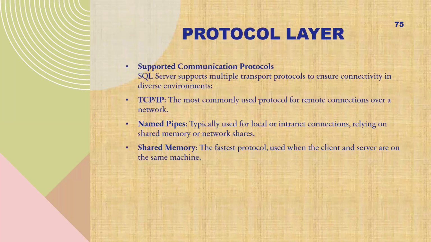So how is communication going to be made? We will first talk about the communication protocols in the protocol layer, and how this is going to communicate. Basically, we have three communication protocols in SQL Server. The first one is TCP/IP, the second one is named pipes, and the third one is shared memory. So what does this mean?